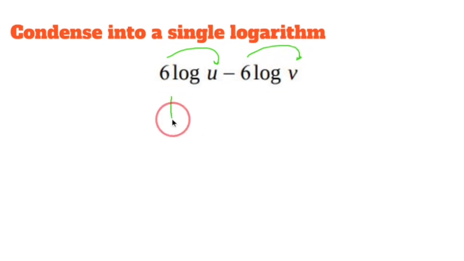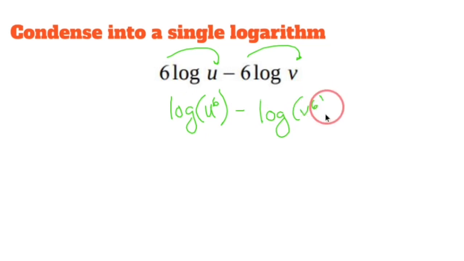So I'm going to make this first guy log of, and I like to put parentheses, it just looks better, log of u to the 6 minus log of v to the 6. If I were to add these, I'd multiply. However, since I'm subtracting logs, you divide, and you always go in the order that you're given. So since this is a negative, this becomes my denominator, and since this log is positive, it's my numerator.